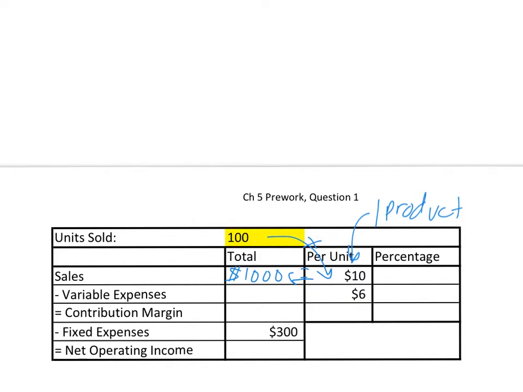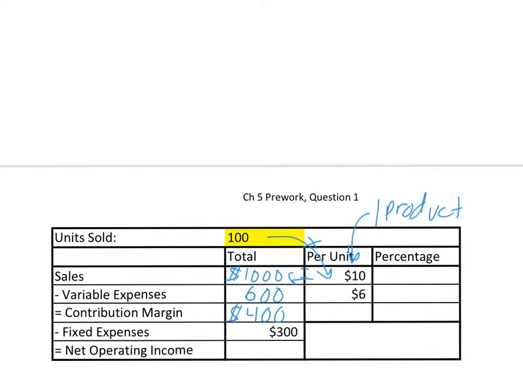And in the same manner, my units sold times my variable cost per unit, or variable expense per unit. In an income statement, you can call variable cost an expense. So variable expense per unit times units sold is going to give you your total variable expenses, which would be $600. So if I sell 100 shirts for $10 and each one costs me $6, that means I just made $400 in margin on those shirts.